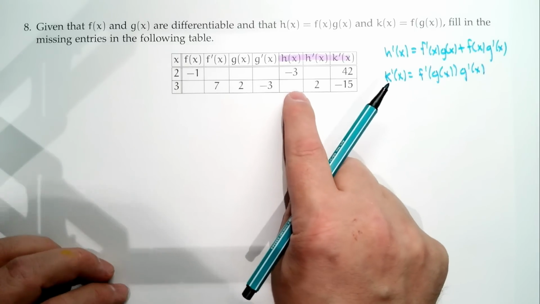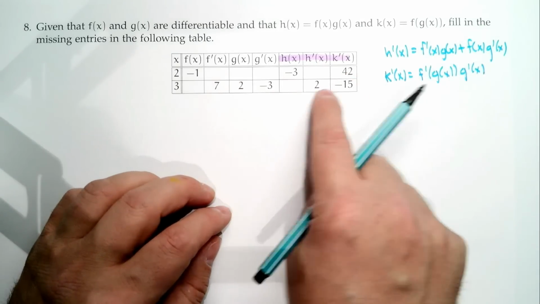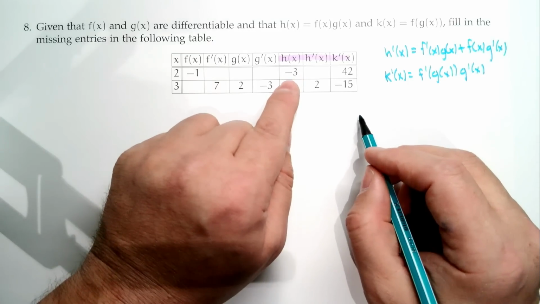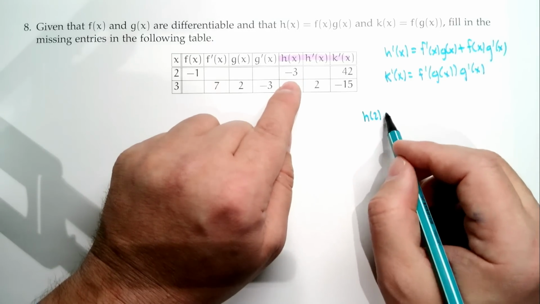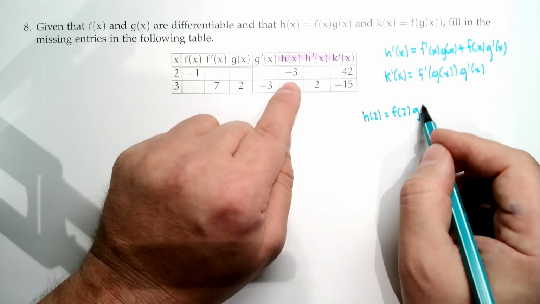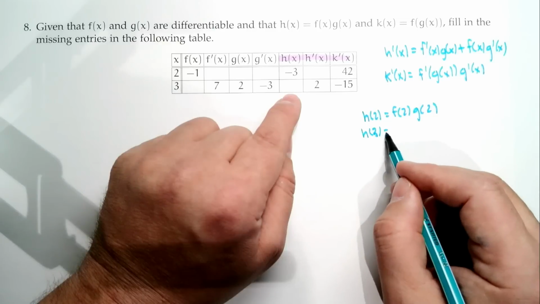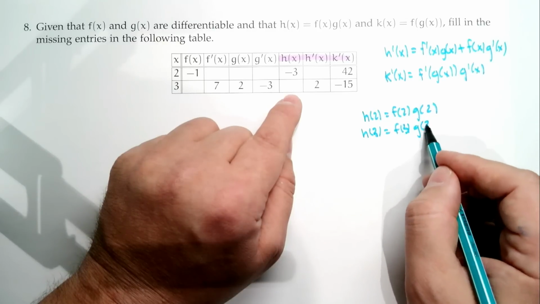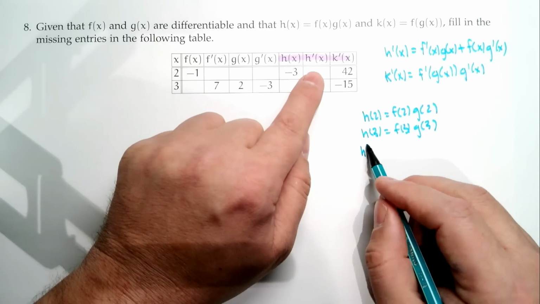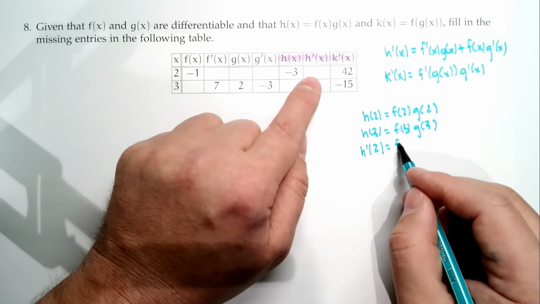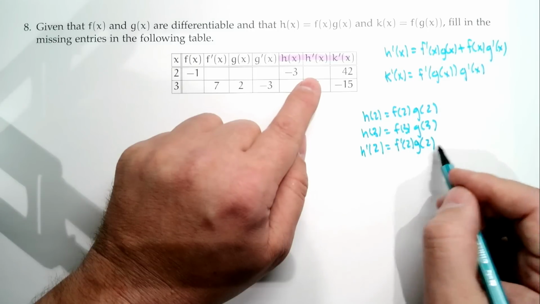So let's look at the entries that we have here. I'm going to just write these entries down. So this is h of 2, that's f of 2 times g of 2. And we have that h of 3 is f of 3 times g of 3. And I'm not saying that when you do this problem you have to do it this way, but if you were not sure what to do, this is one idea.